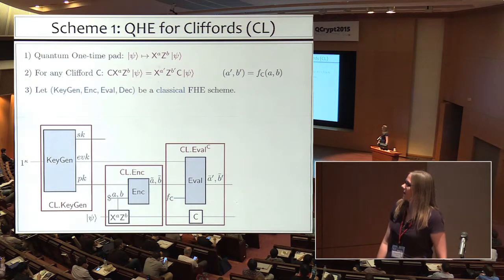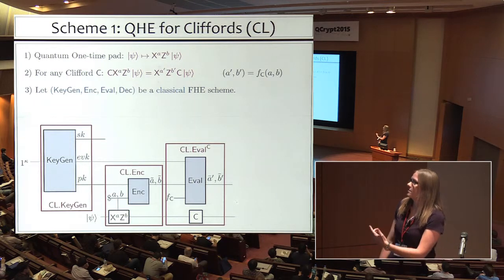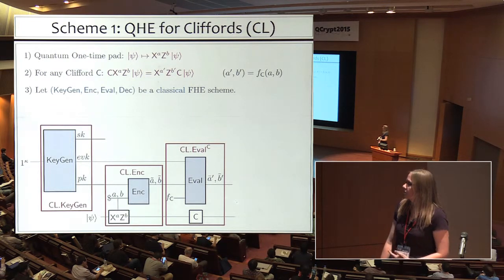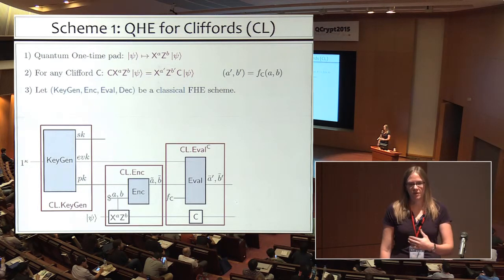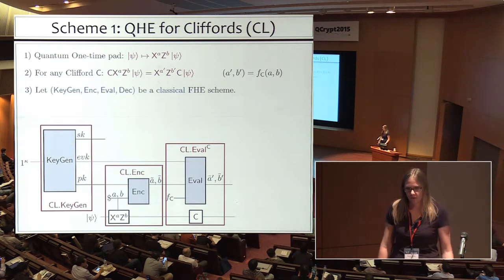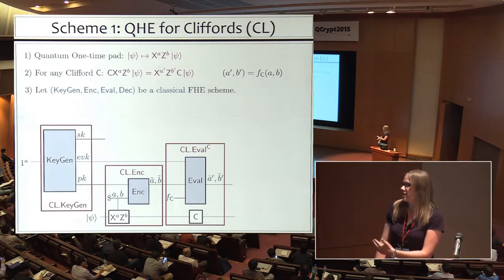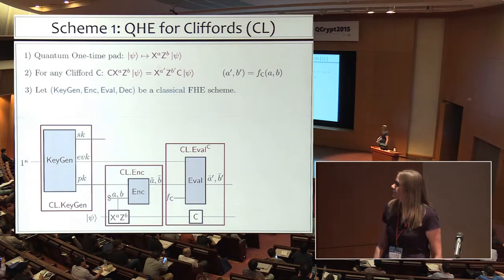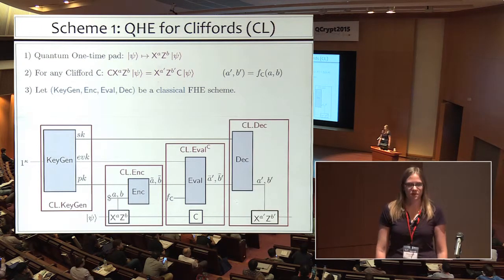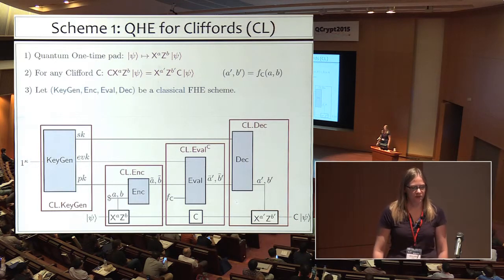And then because of this identity, C X to the A, Z to the B equals X to the A prime, Z to the B prime C, we know that we now have an encryption of C applied to our initial state, but the encryption now has different one-time pad keys, A prime and B prime. And so we're going to homomorphically evaluate f_C on our encryptions of A and B to get encryptions of A prime and B prime. And then to decrypt, we just decrypt to get A prime and B prime, undo the quantum one-time pad, and this leaves us with the Clifford C applied to our initial state.